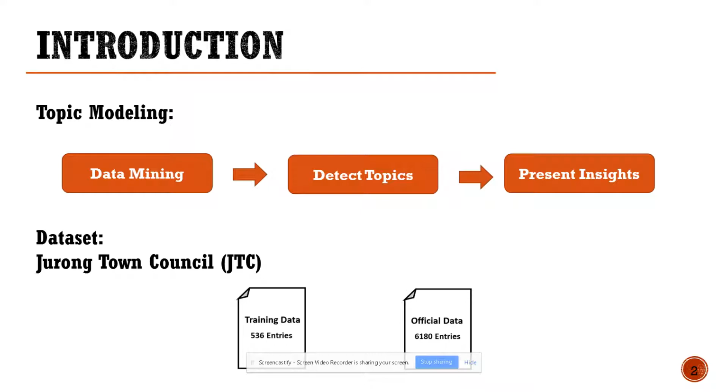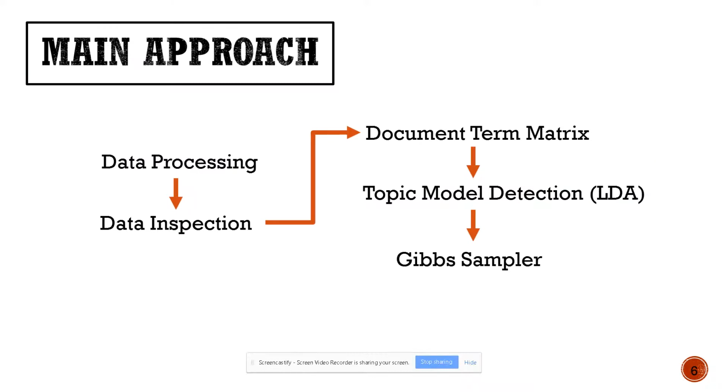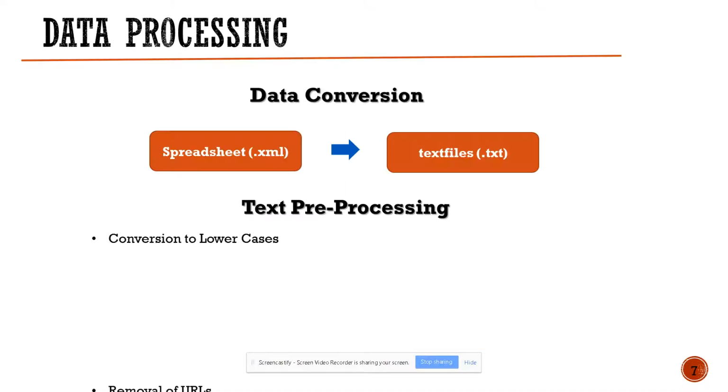What is topic modeling? Topic modeling is a method under data mining that helps to extract topics that contain valuable insights. And in this project, datasets were provided by Jurong Town Council, JTC, for both training and official purposes. So here is a list of the main stages we took before arriving at LDA results. Stages include data processing, data inspection, document metrics, topic model detection, and Gibbs sampler.